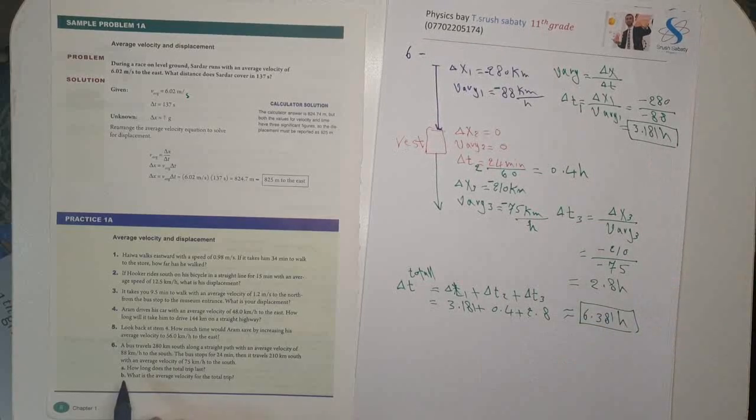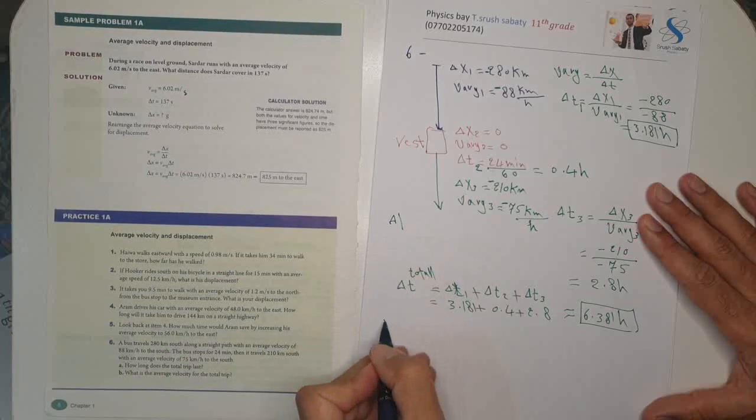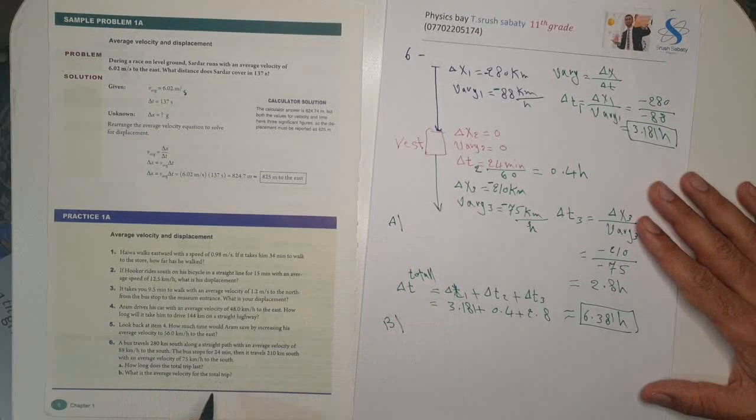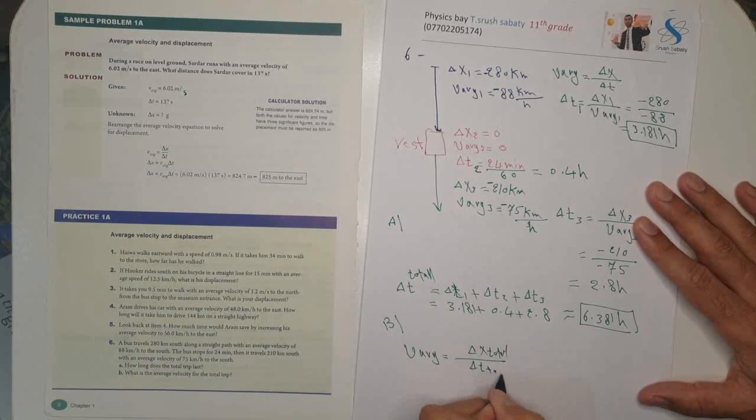What about B? The answer of B is, what is the average velocity of the total trip? V average is equal to delta x total divided by delta t total.